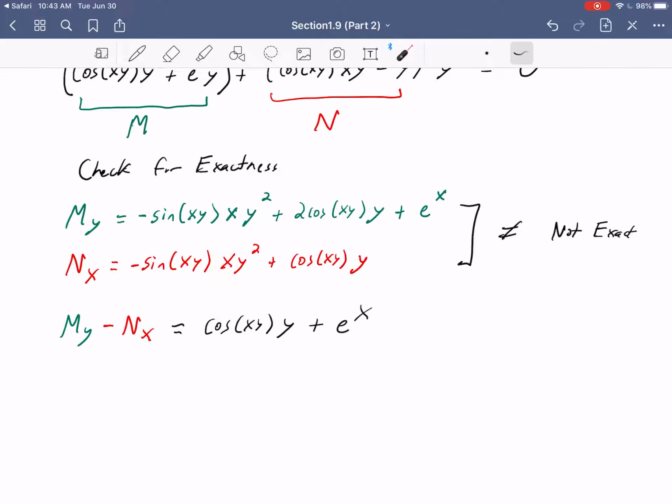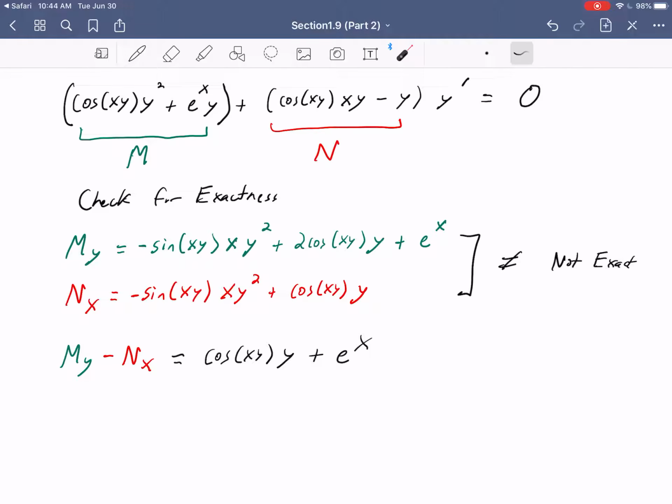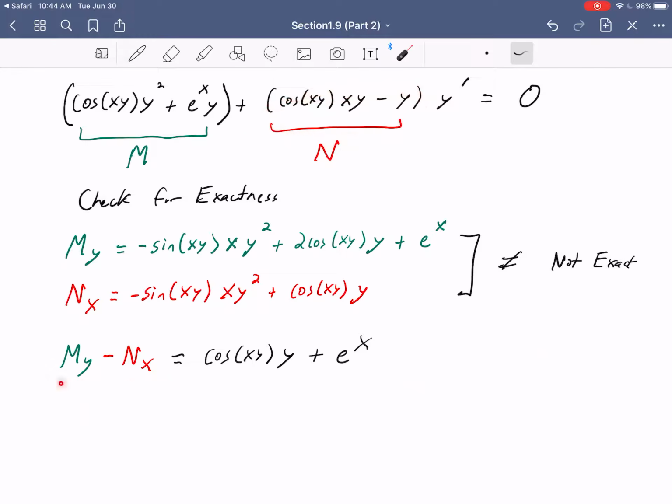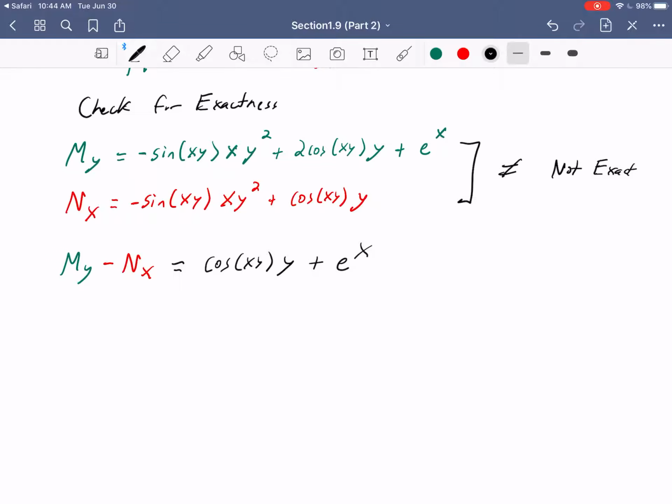Now, what we'd like is if this expression here divided by the original N up here is equal to a function of x, that would be good. Or if this divided by M is a function of y, that would also be good. Now, if we look back, because I see this e to the x here, I don't really like the idea of trying to divide by this. So let's actually try to divide by M, and hopefully we can cancel some of those things out. So let's go ahead and take a look.